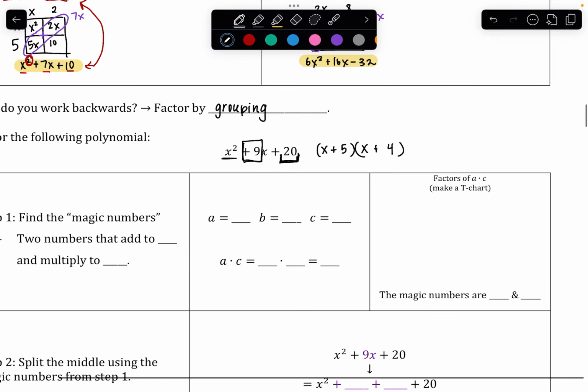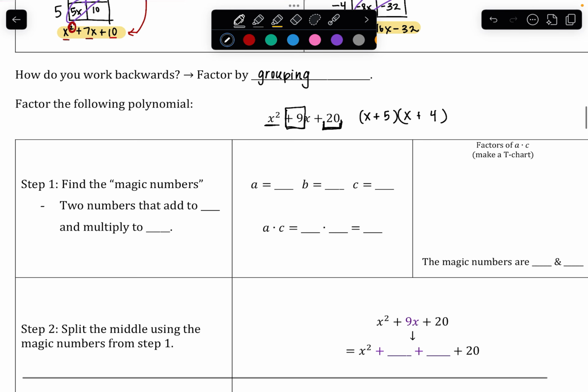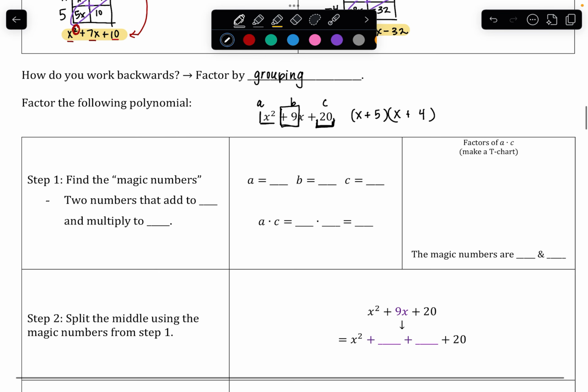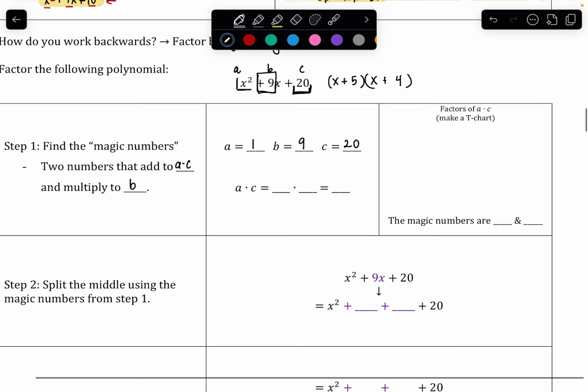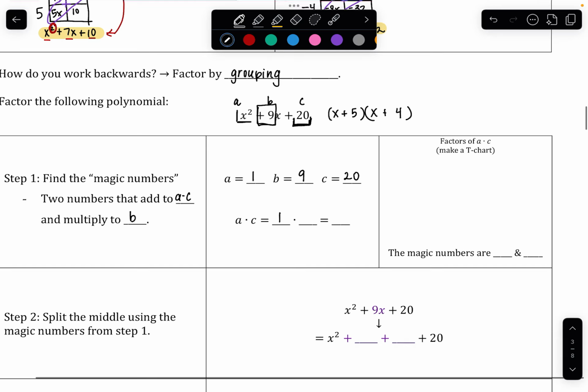Okay, and so that's what we call the magic numbers. This is considered A, this is considered B, this is considered C. For this specific problem, A is equal to 1, B is equal to 9, and C is equal to 20. The magic numbers are two numbers that multiply to whatever A times C is, that 20, but add to B. A times C is 1 times 20, which of course is 20.